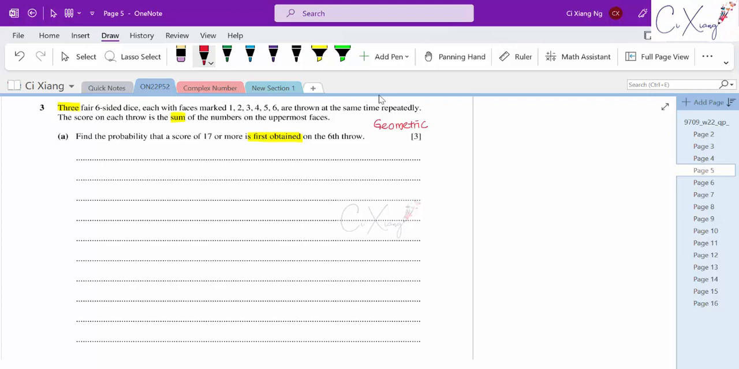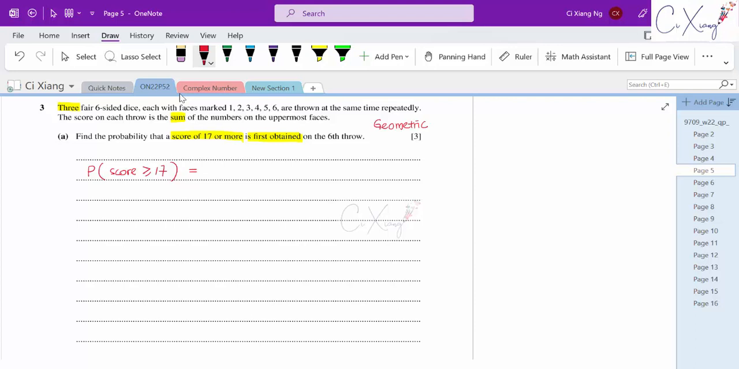Alright, before we calculate the probability for this geometric distribution, we are interested to know the probability of getting a score of 17 or more first. After that, only then do we consider that it is first obtained on the sixth throw. So first, I want to find the probability that my score is more than or equal to 17. I have 3 dice, and the score is the sum of the numbers that I get, right?